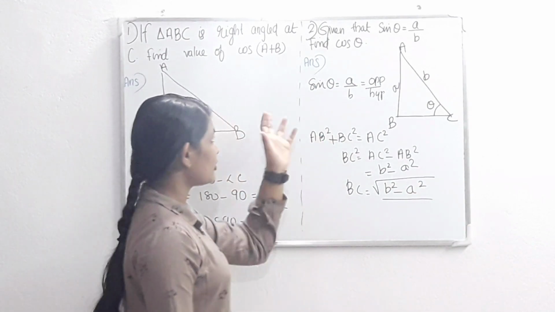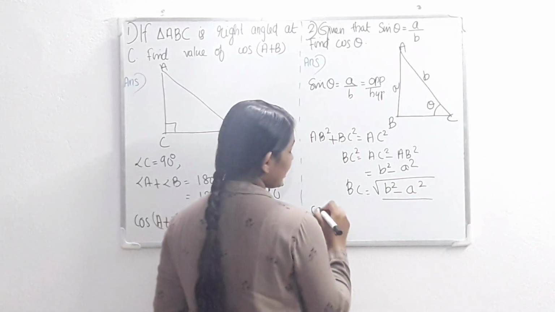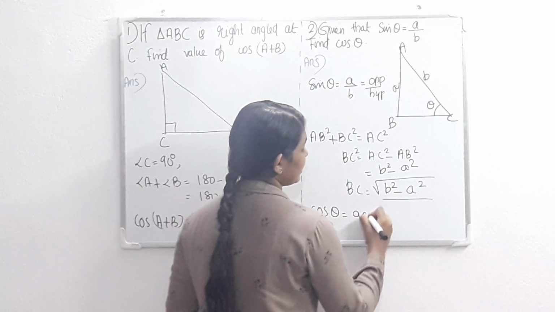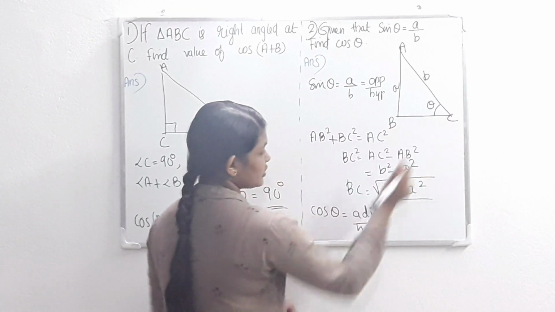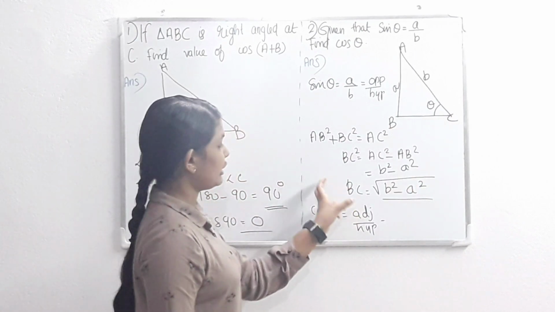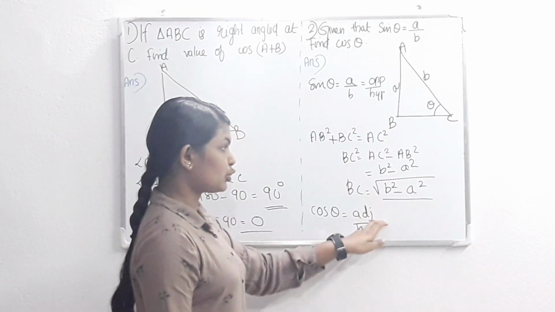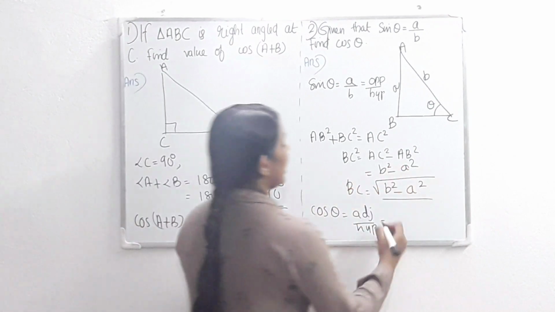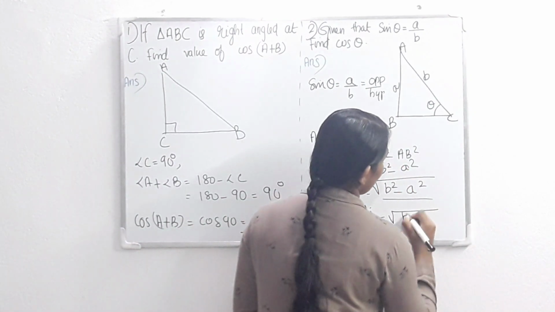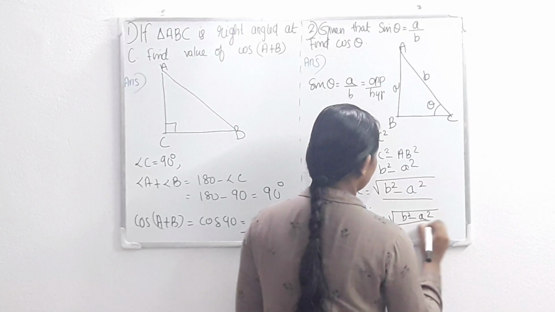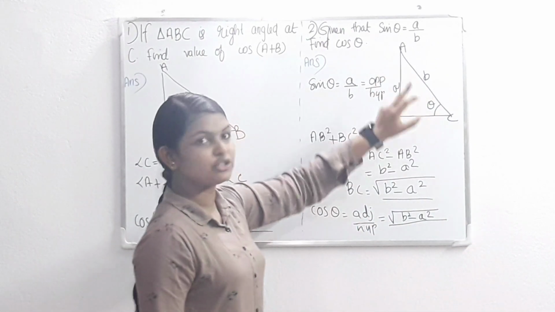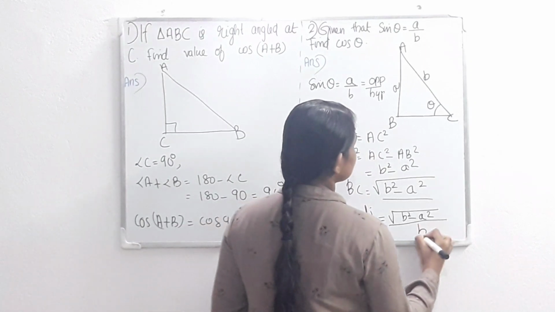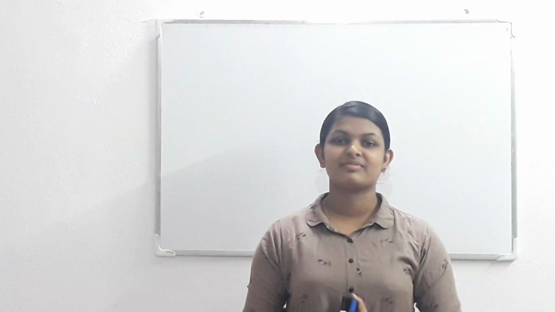Now, what is the value of cos theta? Cos theta can be written as adjacent side divided by hypotenuse. Here the adjacent side is BC, and we already got the value of BC, which is root of b square minus a square. So it is equal to root of b square minus a square divided by the hypotenuse. The hypotenuse is AC, which is equal to b. So this is the answer to this question. Now we can go to the next section.